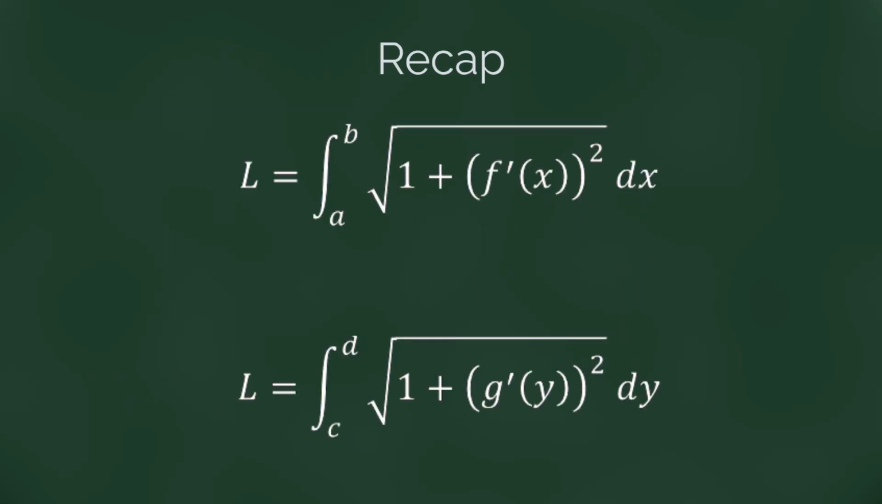Summarizing what we've learned, when we have functions that have continuous derivatives over some interval, then we can calculate the length of the curve on that interval by using the integral from a to b of the square root of 1 plus f prime of x squared dx when y is a function of x, or the integral from c to d of the square root of 1 plus g prime of y squared dy when x is a function of y.